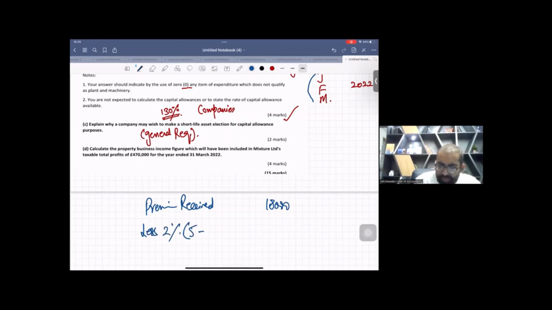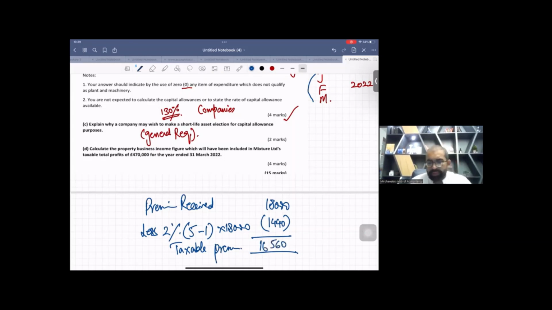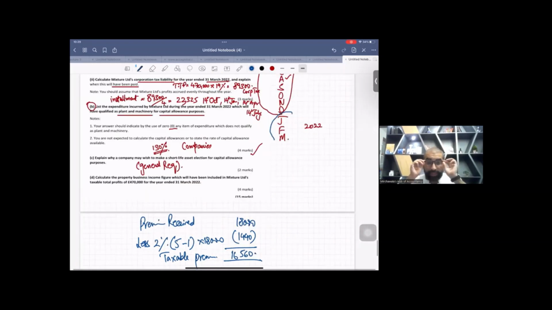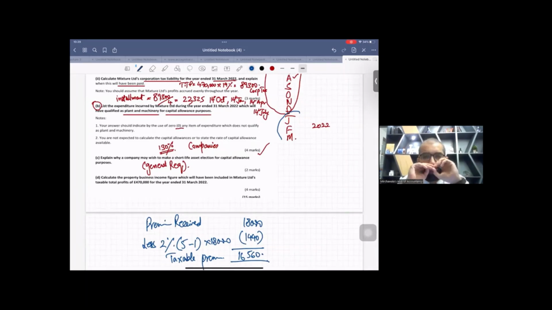So how much is this? 8% of 18,000. Can anybody tell me? It's 1440. Thank you. So this is your taxable premium, which will be included as property income. Taxable premium, how much? 16,560. Thank you. This 16,560 will be included as taxable property income. Again, this is not difficult. It has been done many times in the class.